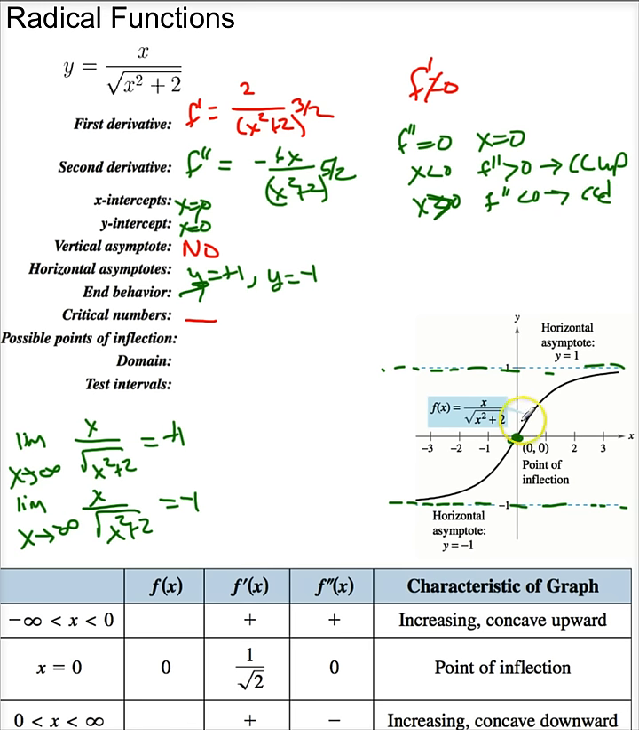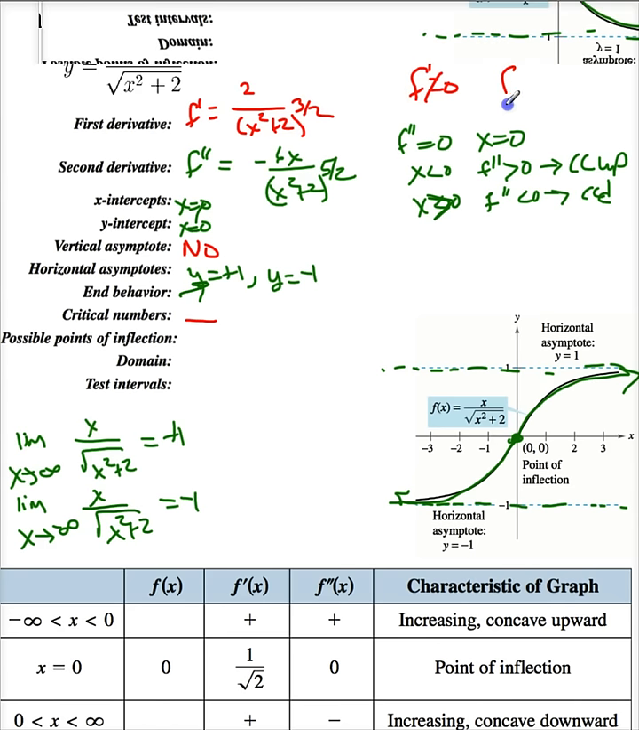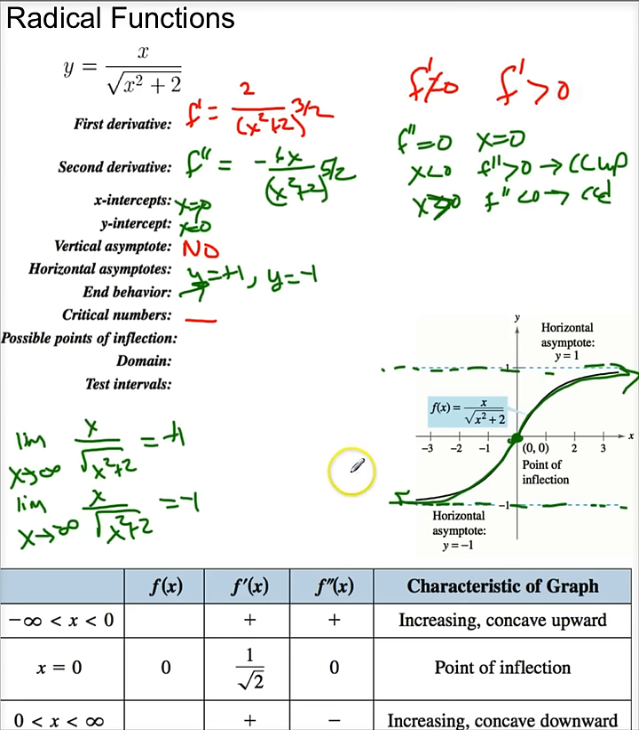This almost gives us enough information to tell us what it's going to do. It doesn't have any maxes or mins. From 0 to infinity, it's concave down, and from negative infinity to 0, it's concave up. Now let's see if I got this right. The first derivative in this case is always positive. All right, I said the first derivative couldn't be 0, but the first derivative is always positive, so it's always increasing. So this is what my function looks like.